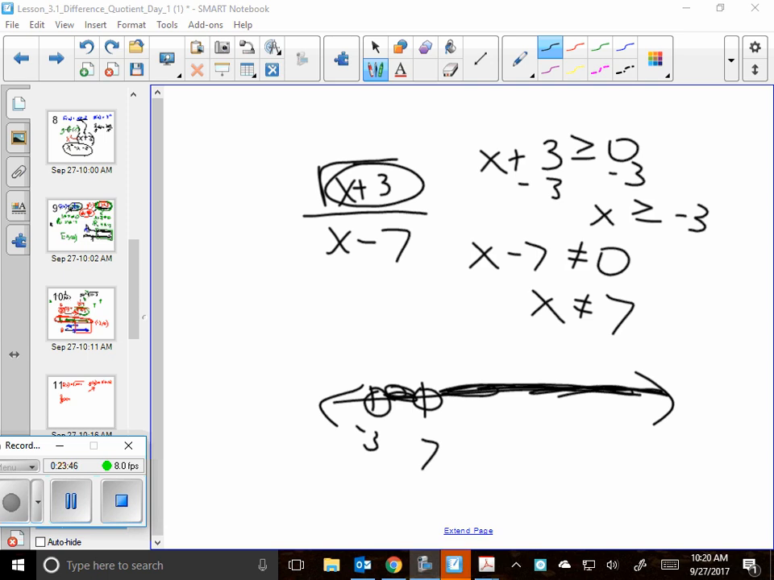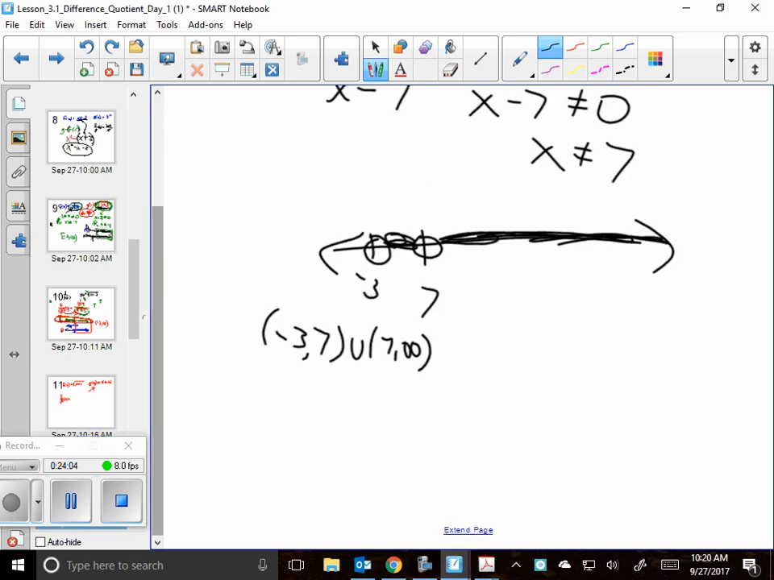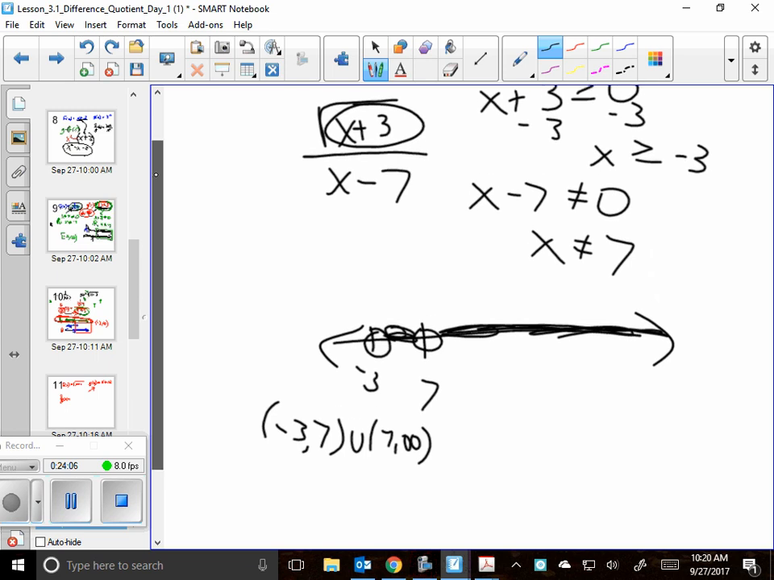And then what's the domain of that? Well, that is the domain. But how do I write that in interval notation? From negative 3 to 7, union with 7 to infinity. That's one thing that we had trouble with on the last test that I want to remind you about. Any questions about that? Yes?